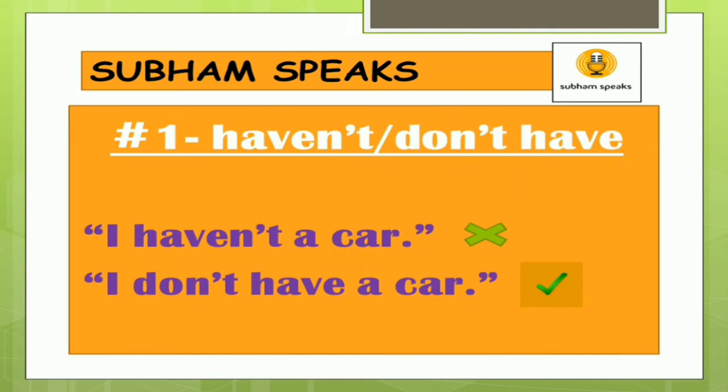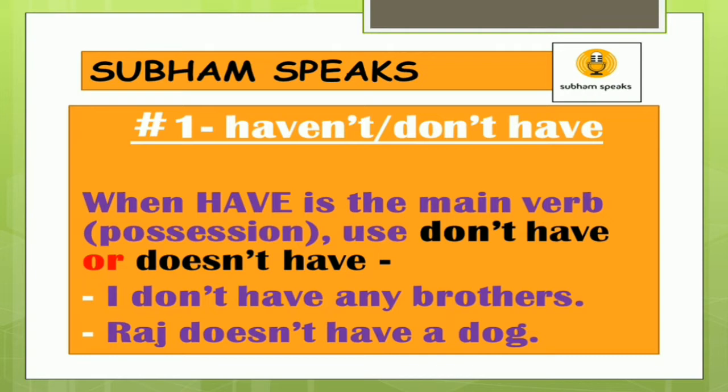Number 1. The difference between haven't and don't have. I haven't a car is incorrect. The correct sentence is I don't have a car. When have is the main verb meaning possession, we use don't have or doesn't have. For example, I don't have any brothers. Raj doesn't have a dog.